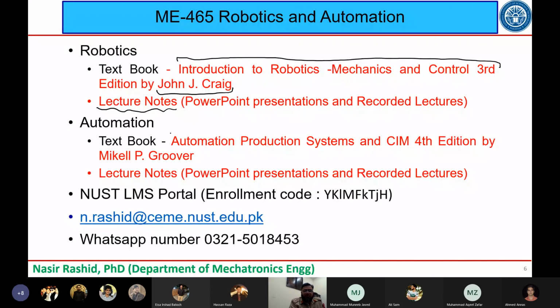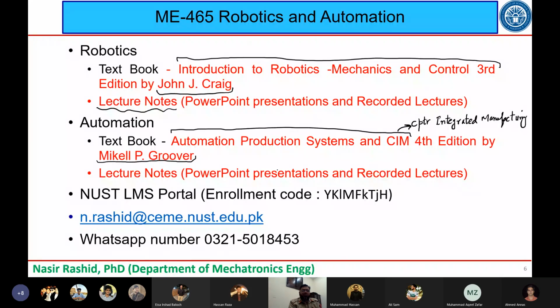And similarly, when we come on to the automation, the textbook is Automation, Production Systems, and CIM. CIM is actually computer integrated manufacturing. Okay, so this is the fourth edition, which is written by Mikell P. Groover. Again, a very famous book which is used worldwide. I have uploaded the e-copy of this book also on the LMS portal, so you can download it from there. You can get a hard copy from the market also.